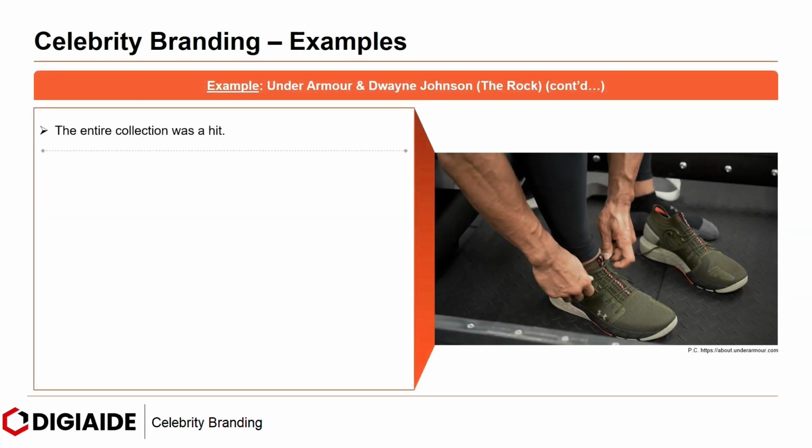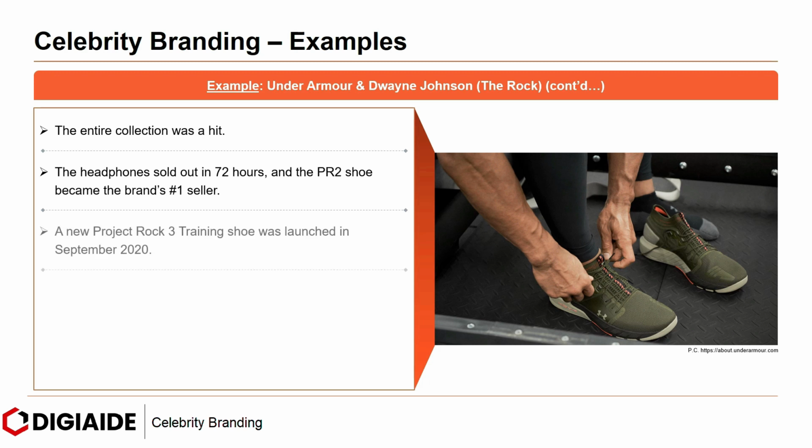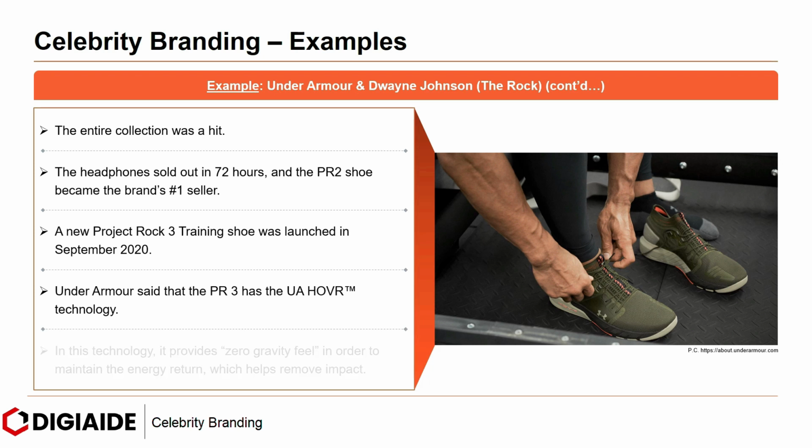The entire collection was a hit. The headphones sold out in 72 hours and Project Rock 2 shoe became the number 1 brand seller. A new Project Rock 3 training shoe was launched in September 2020 amid the pandemic. Under Armour said that the Project Rock 3 has the Under Armour hover technology. This technology provides a zero gravity feel in order to maintain the energy return, which helps remove impact.